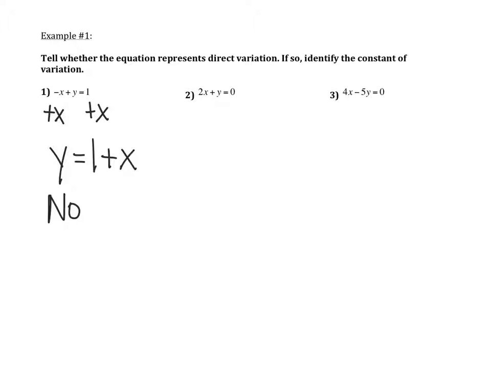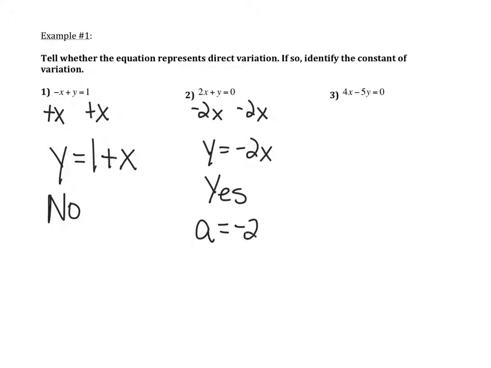Number 2, 2x plus y equals 0. To get y by itself here, I would subtract 2x from both sides. Since 0 minus 2x is negative 2x, I end up with y equals negative 2x. Here I do have a number in front of the x that is multiplying the x. So in this case, this is a direct variation equation, and the constant of variation would be negative 2.